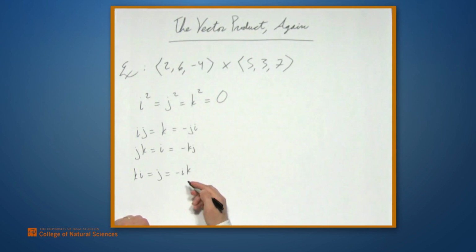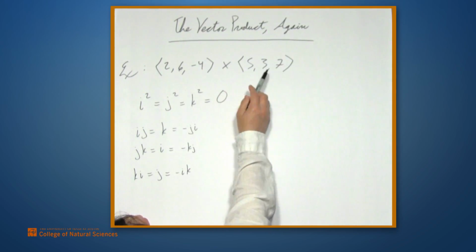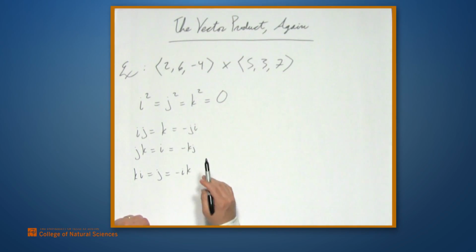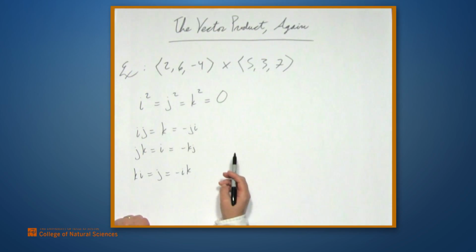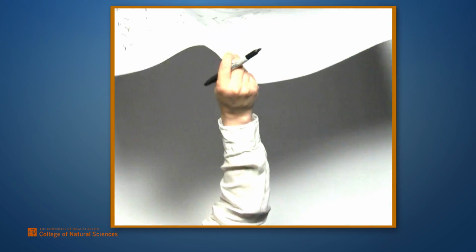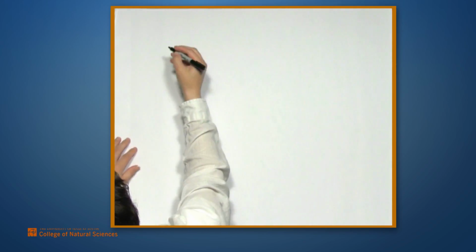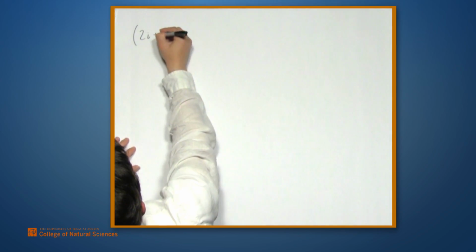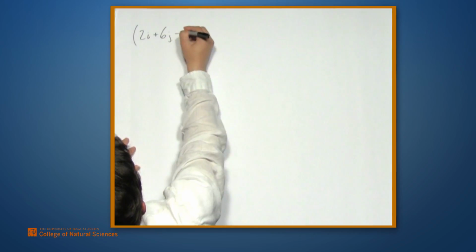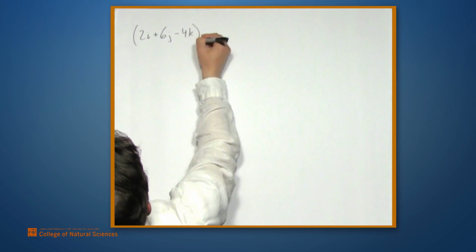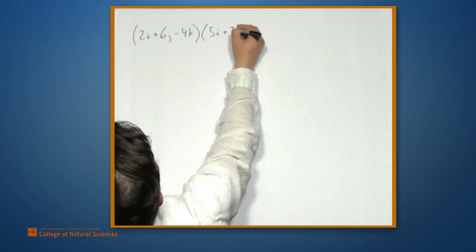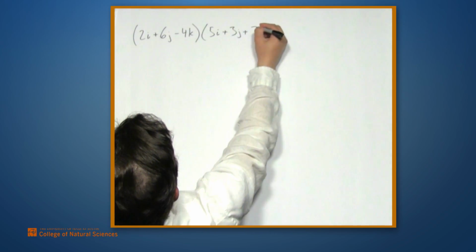If we keep these things in mind, we can multiply these two vectors using the i, j, and k notation the way we would multiply any two polynomials. So let's see how we can do that. We'll write these vectors as 2i plus 6j minus 4k times 5i plus 3j plus 7k.